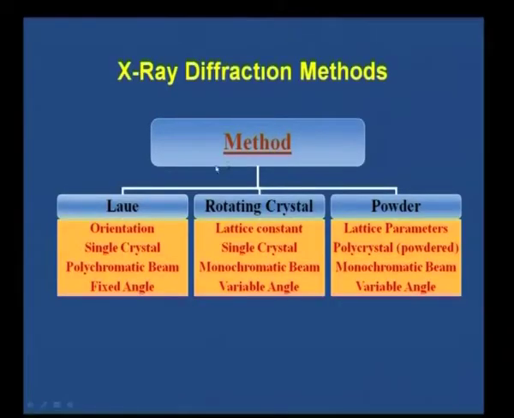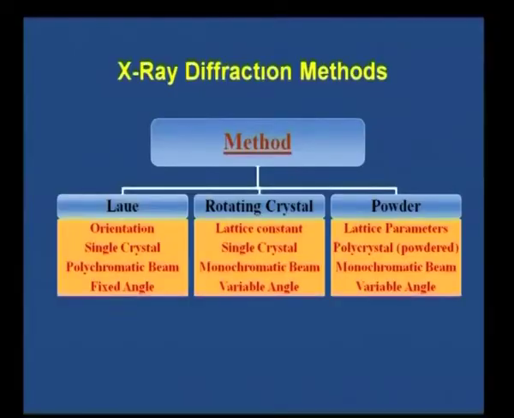The methods are the Laue method, the rotating crystal method and the powder diffraction. Now, what do you do in the Laue method? The Laue method, as I told you, can be used to study the orientation of the crystal alone. The crystal structure cannot be evaluated, that is not a good method. It is not a method which can practically be used to study the crystal structure. What do you do in that case?